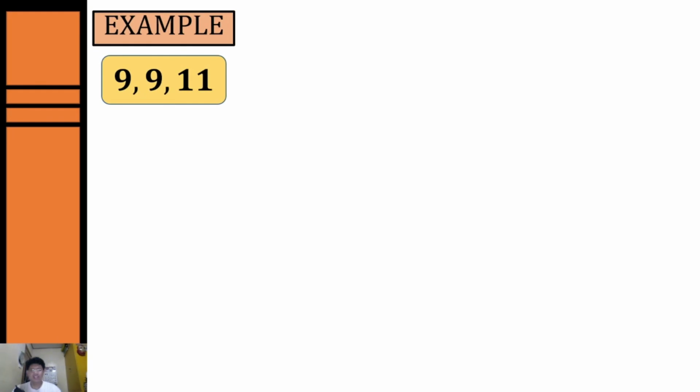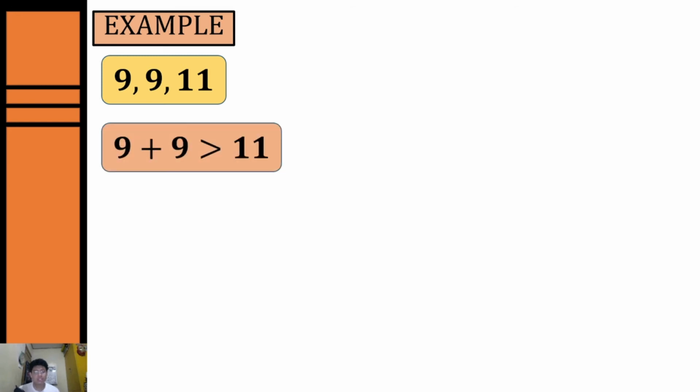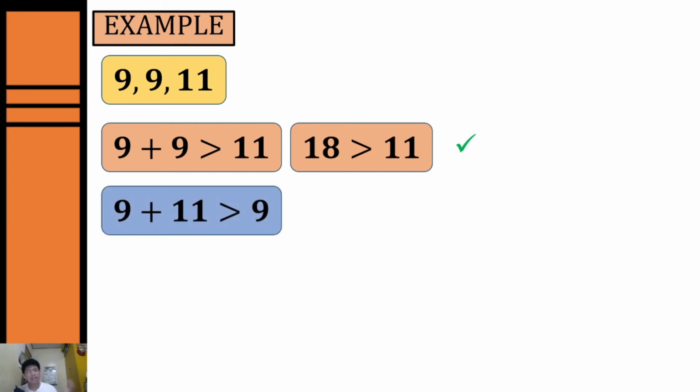Let's have another example. We have the dimensions 9, 9, and 11. Let's see if we can form a triangle based on these dimensions, using the triangle inequality theorem. Let's add first our first and second side and compare it to our third side. 9 plus 9, is it greater than 11? 9 plus 9 is 18, and 18 is greater than 11. So it's satisfied.